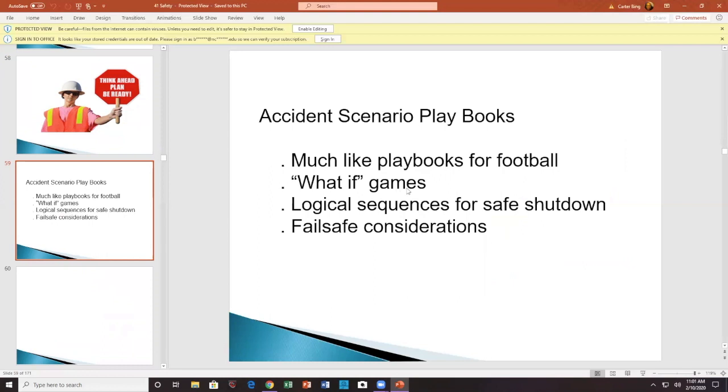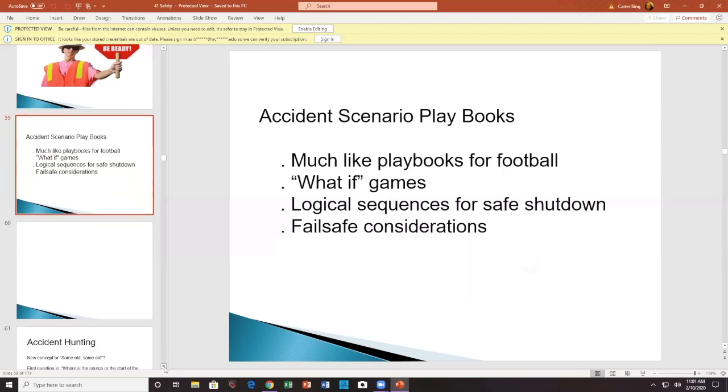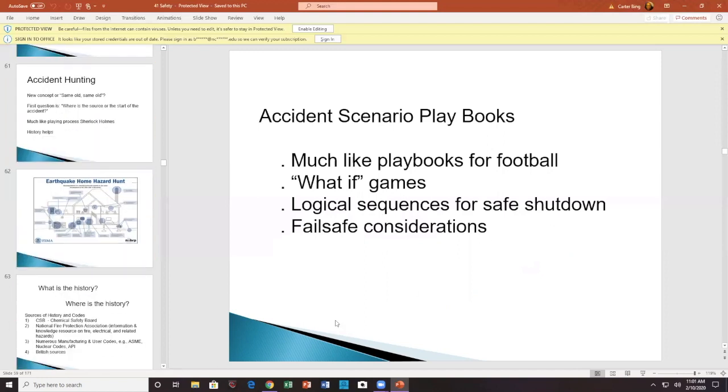There are some interesting accident scenarios of plants that have been flooded, which then sets off a sequence of events that were unanticipated. Logical sequences for safe shutdown, fail-safe operation. I like this concept of fail-safe. Okay, let's hope it does, is the big question.